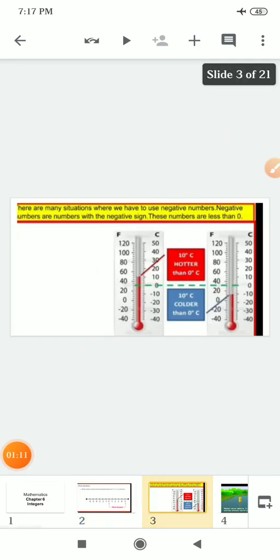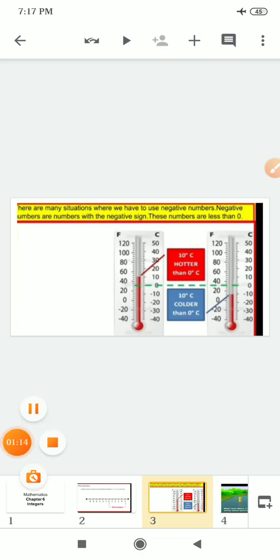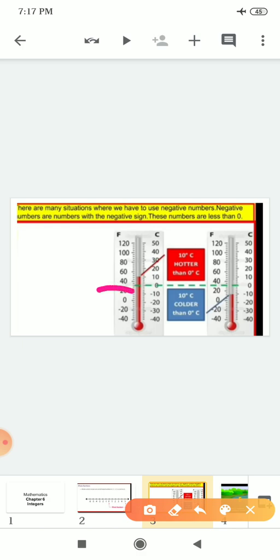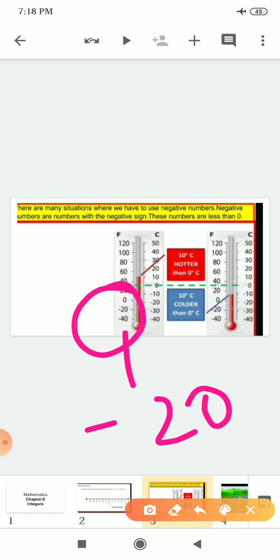So there are many situations where we have to use negative numbers. Negative numbers are numbers with a negative sign. These numbers are less than 0. As you can see here, numbers less than 0, like minus 20. From this thermometer we have minus 40.